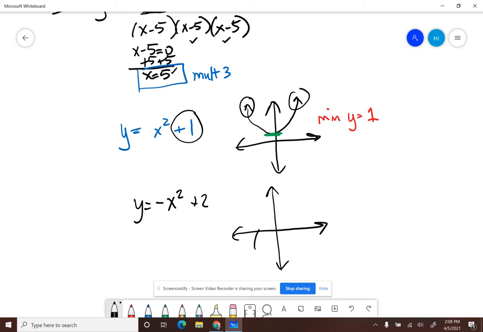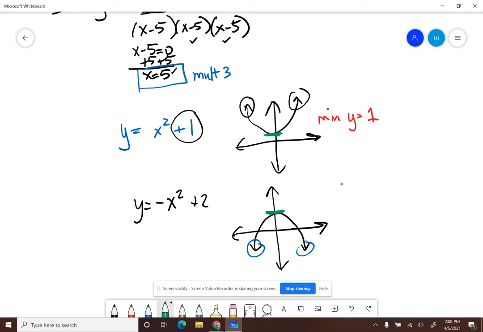In this case, I have a graph that looks like this. Again, notice my end behavior: I'm going down forever in both directions. But I don't really have a minimum value, but I do in fact have a maximum value right here. This is the furthest this graph is ever going to go up.